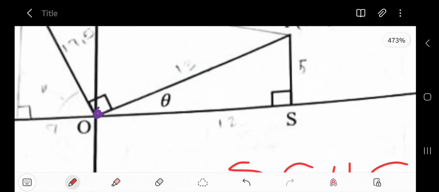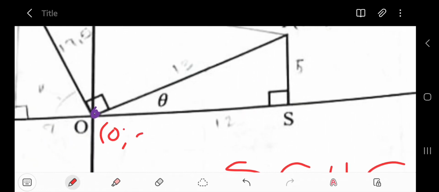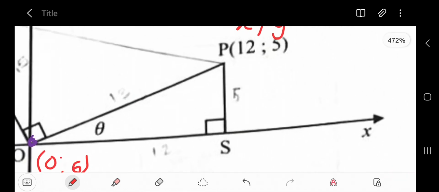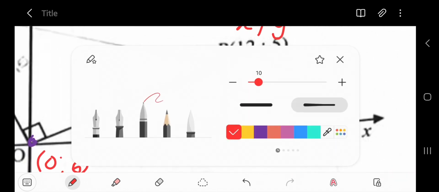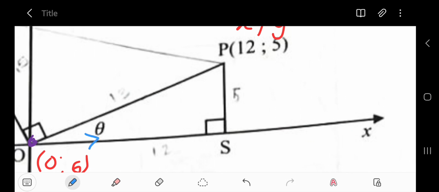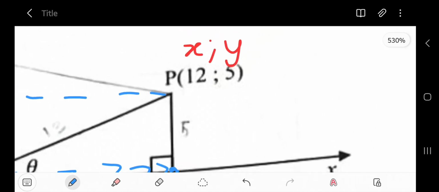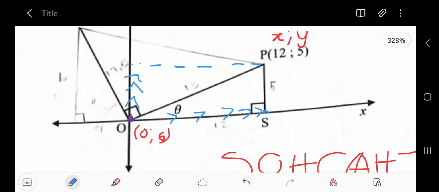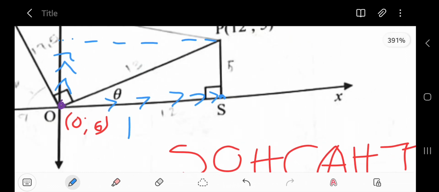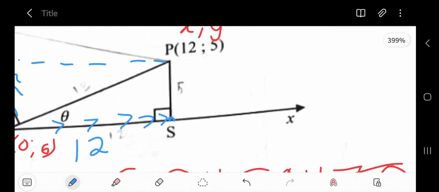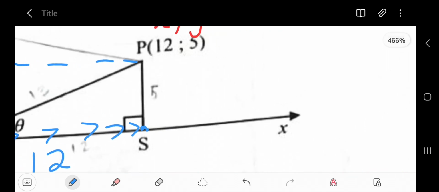Let me show you how. Remember, this is the origin. This is the same thing as (0; 0), right? So what this means is that in order for us to get to point P, we moved 12 units to the right, and we also moved 5 units up in order to get that coordinate of P. P is (x; y), which means that we moved 12 units to the right. So OS is equal to 12, and we moved 5 units up, which means that SP or PS is equal to 5 units.